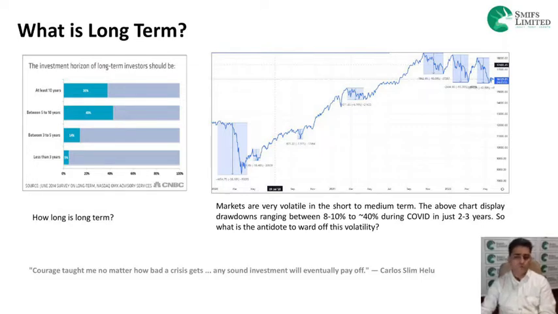So what is the antidote to ward off this? Courage, as is rightly said here. Courage taught me that no matter how bad a situation, if the company and your fundamentals are intact, you will get out of it, and ultimately they will pay off.